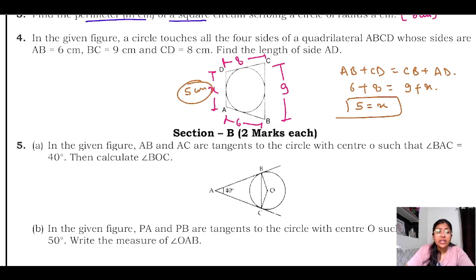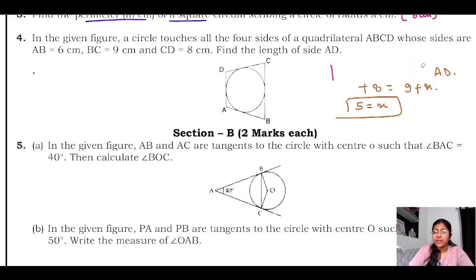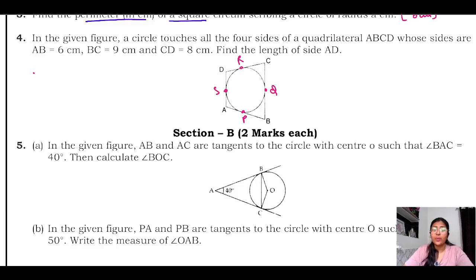You can directly learn this concept that the sum of opposite sides of a quadrilateral circumscribing a circle are equal, or we can use a different concept also. Is this method clear? Okay, I will tell you this question with another method also. We let P, Q, R, S be the points of contact with the quadrilateral.